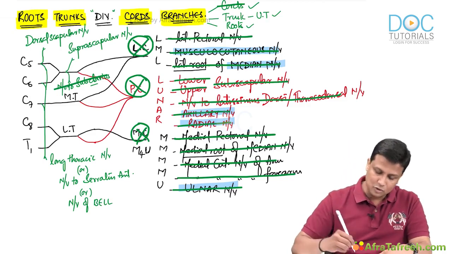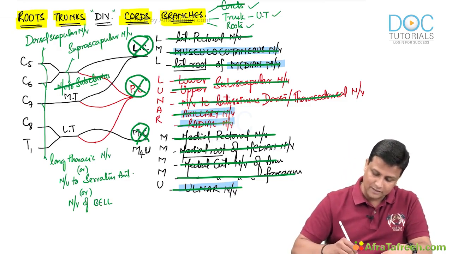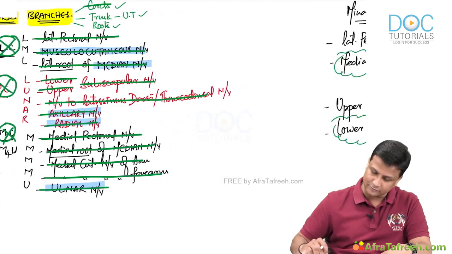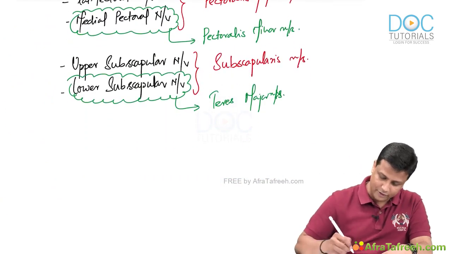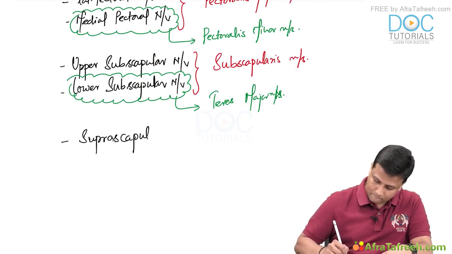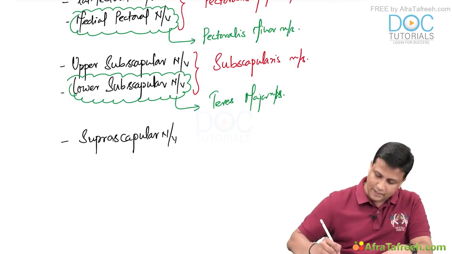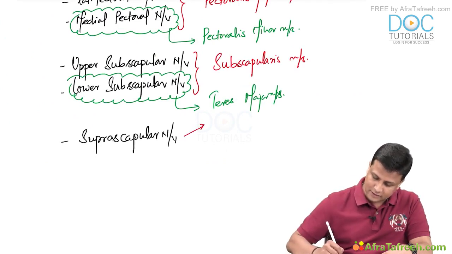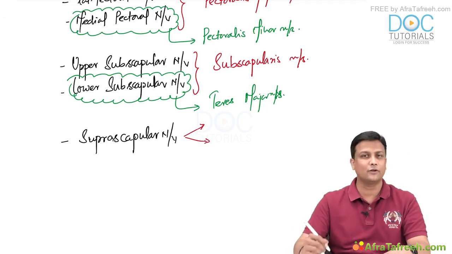Now, what about the suprascapular nerve now? Let's learn about the suprascapular nerve. So, that's also a minor nerve. So, let us just write down in this table. Suprascapular nerve. Suprascapular nerve, it will be supplying to 2 muscles, guys, which are present on the dorsal aspect of the scapula.